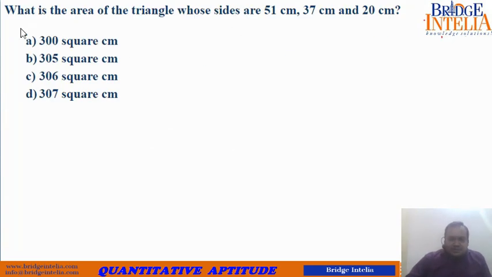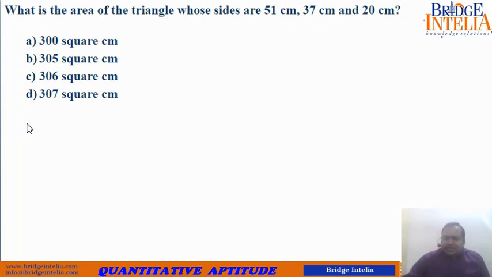So what is the area of the triangle whose sides are 51 centimeter, 37 centimeter and 20 centimeter? You can see all three sides are given, and this is not a case of Pythagorean triplet, so this is not a right angle triangle either. So what can we do? We have to find out the area. Out of all the given formulas, which formula should we be applying? All three sides are given, concrete values are given, so you can use Heron's formula.